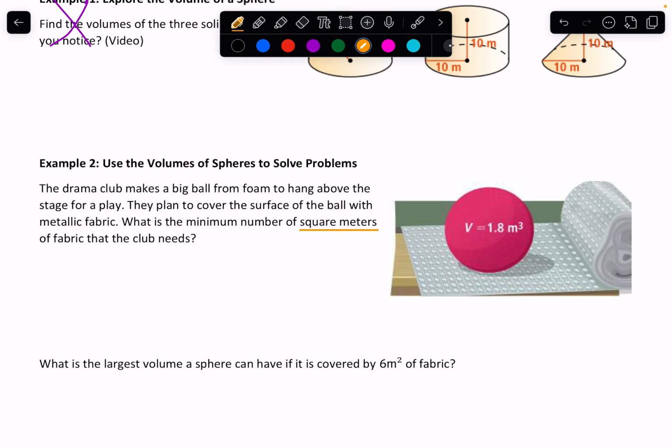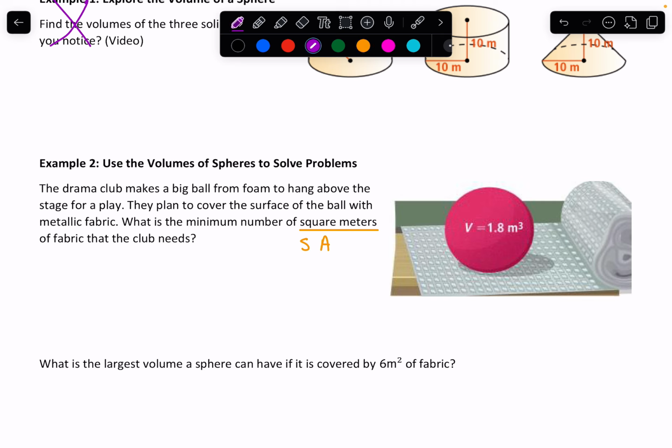So the club needs to figure out how much surface area they're going to need to cover this ball, right? We would be covering the outside surface with this fabric. So we need to figure out the surface area. But of course, to find the surface area of a sphere, we need to know 4 times pi r squared. We need to know the radius. They didn't give us the radius, but they did give us the volume. So let's use the volume and go backwards to find the radius of this sphere.